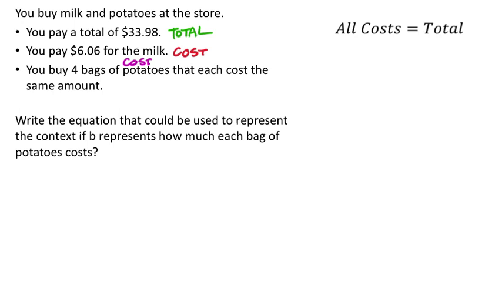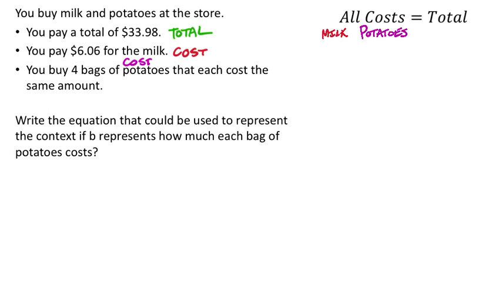In fact, I'll probably write it over here. I know that my costs, I've got the milk, and then I have the potatoes. If I were to add those two together, I would get the total, just the total bill. And those values were given, right? So the milk, it says here, $6.06. I'll come back to the potatoes, but it said the total also $33.98.